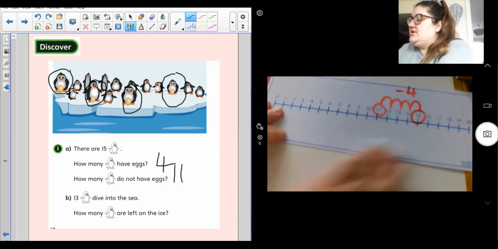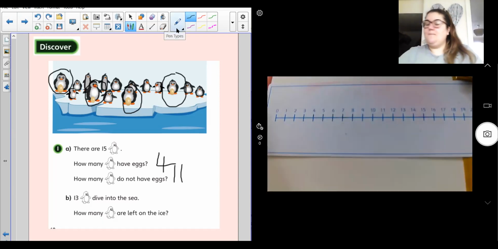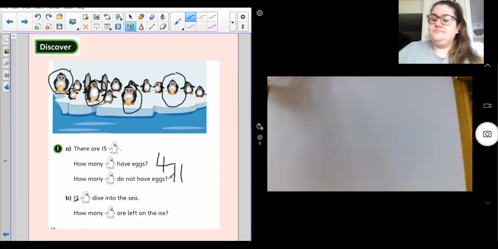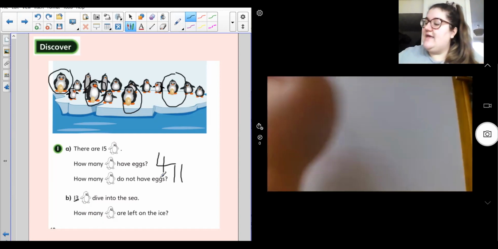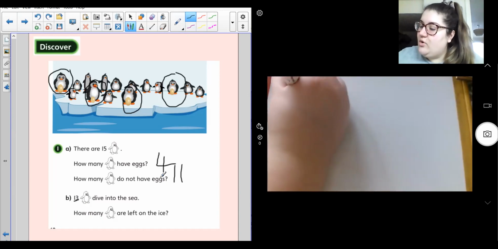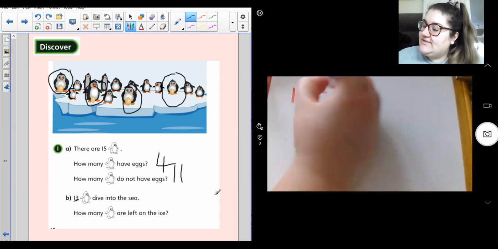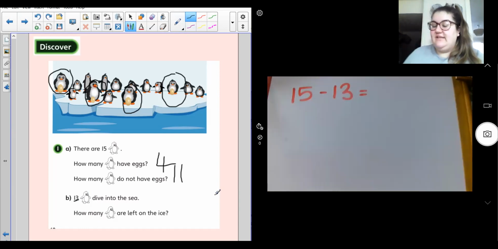Let's look at the second part of this question. So, 13 penguins dived into the sea. How many are left on the ice? So let's think about that. Move my number line out of the way. We know that there were 15 to start with altogether. And some of them dived into the sea. How many dived into the sea? Can you remember? Well done if you said 13 dived into the sea.